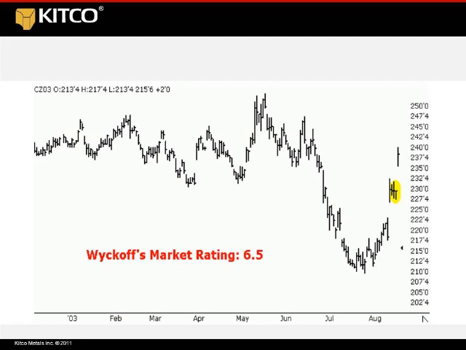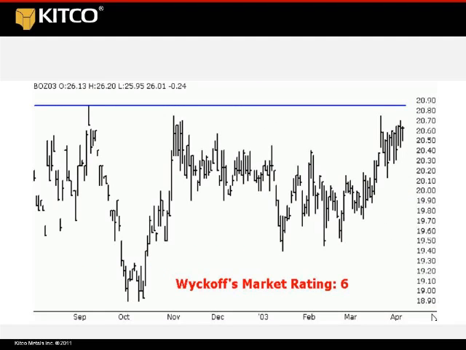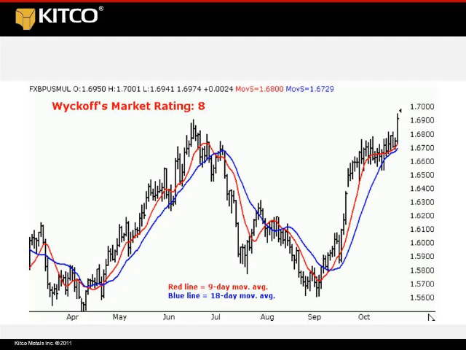Here's a market rating of 6. Market rating of 8. I might even rate that market a 9. We've seen a bullish upside breakout here in that market. Here's a market rating of 3. The market has made a low and is just starting to move higher.